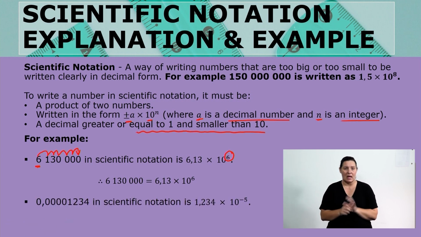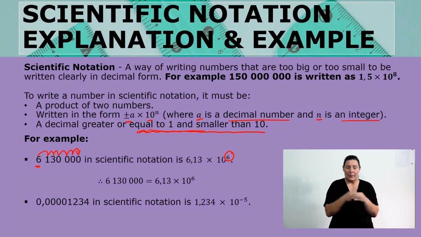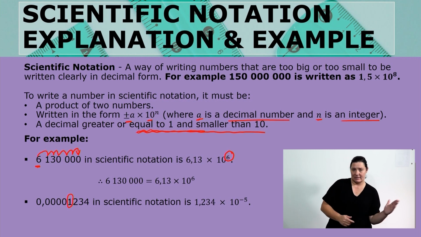Another example is if I have a very small number. And what is happening here? Remember, our number needs to be equal to or greater than 1, but smaller than 10. So we are going to look at the first number that is not a 0, and we need to shift it to the ones position. So it is going to shift to the left.